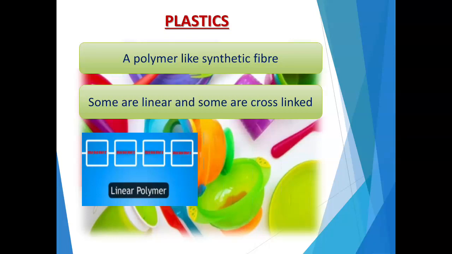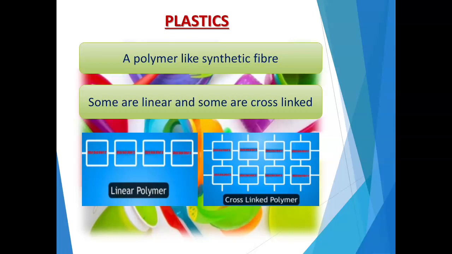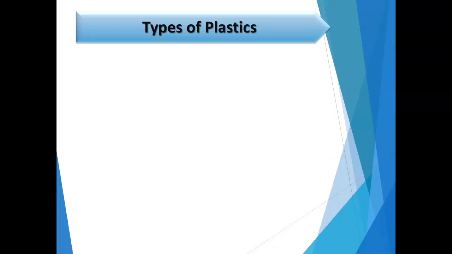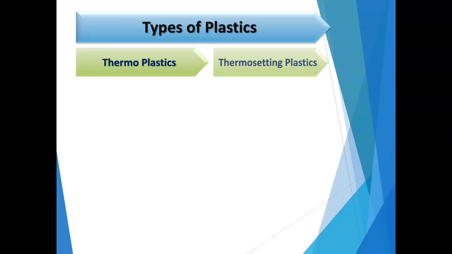Then what will be cross-linked polymers? Yes. In cross-linked polymers, the monomer units are not only arranged in a linear fashion, there will be monomer units interconnected. So one monomer will be connected to many other monomer units in a three-dimensional manner. Such kinds of polymers are known as cross-linked polymers. Hope you have understood these terms, linear polymers and cross-linked polymers. And based on that, plastics are of two types. One is thermoplastics and the other is thermosetting plastics.